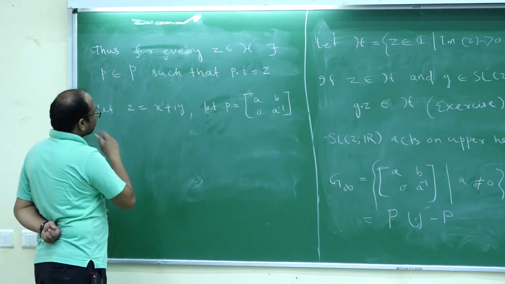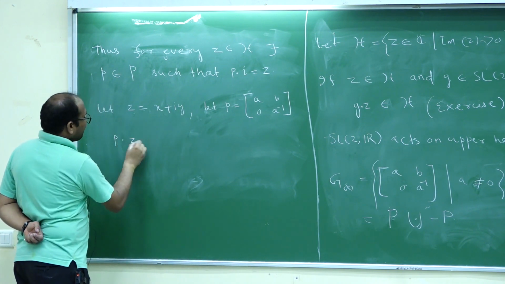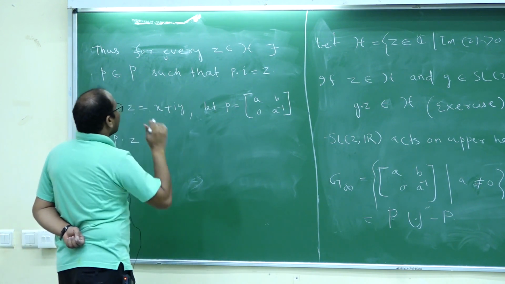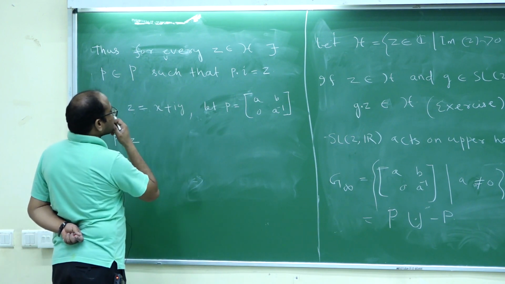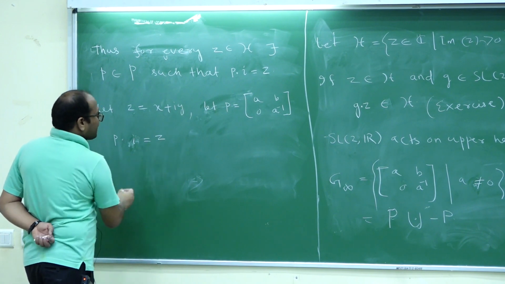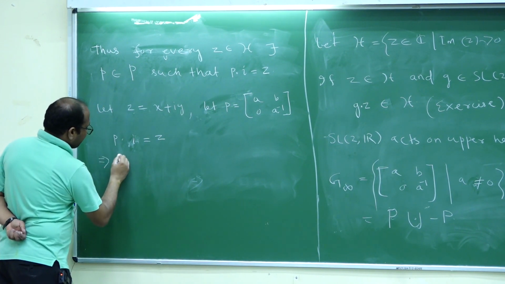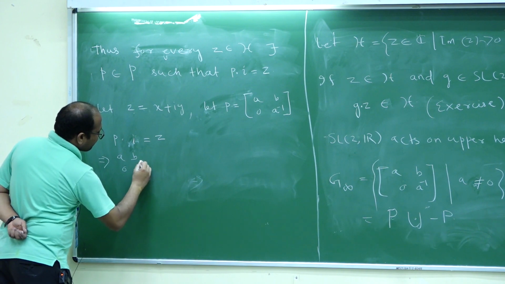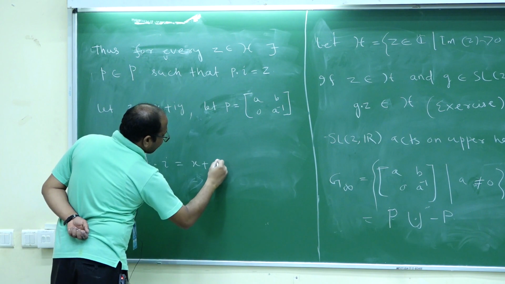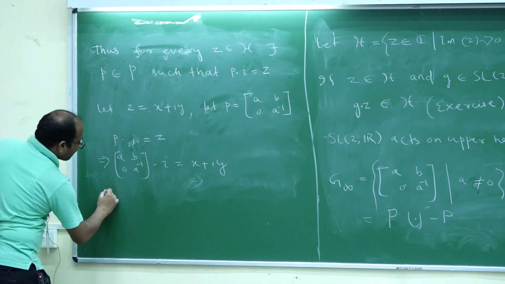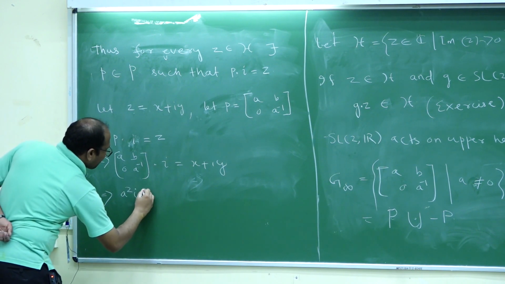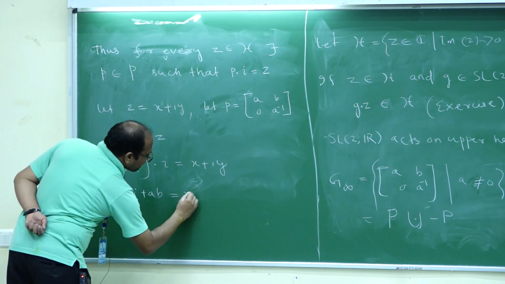Okay. So that means p dot i will be what? p dot i is, okay, p dot i. So this is we will say that a b, 0, a inverse, that i equal to x plus iy. That you will get this will be a square i plus ab equal to x plus iy.